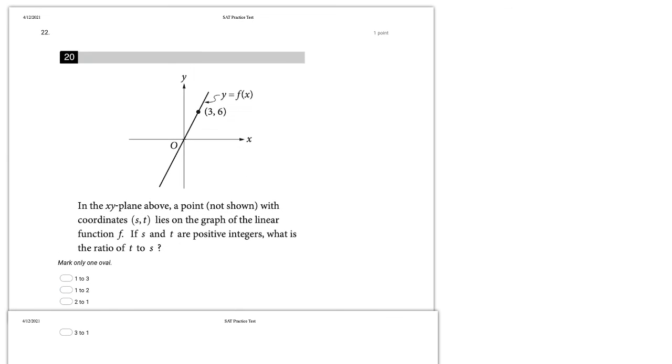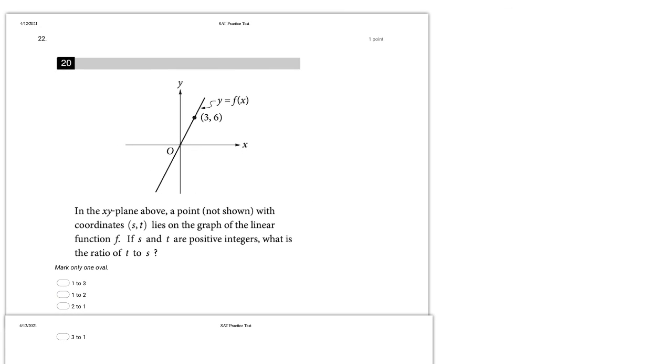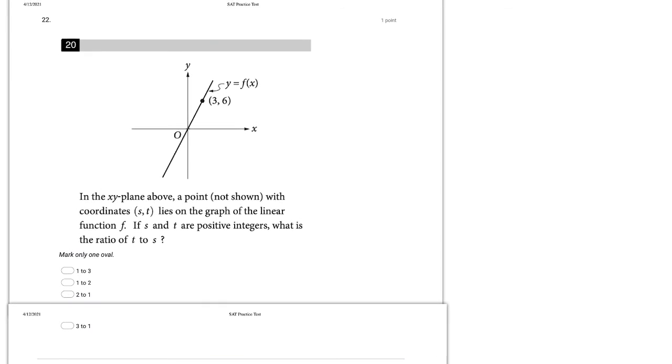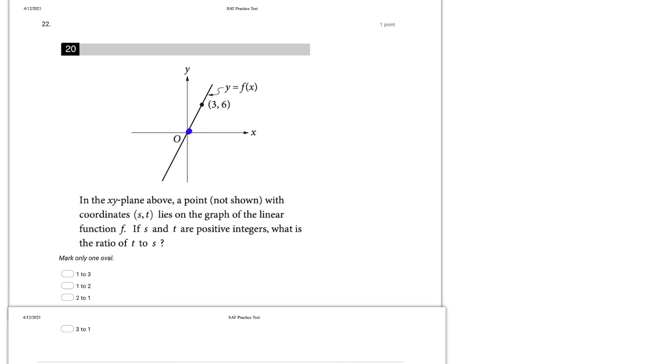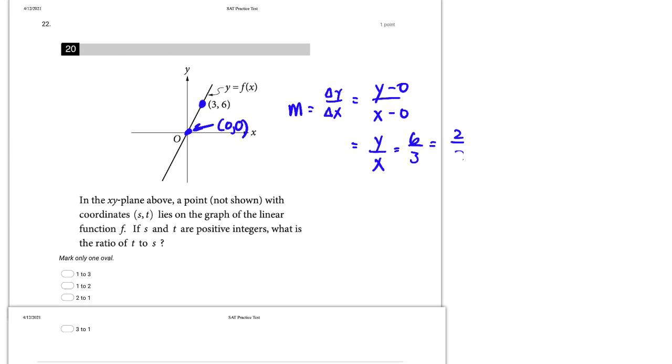Number 20 here. This is our very last one. Let's find the slope of this line. Slope, remember, is change in y over change in x. Now, they only give us one point, 3, 6, but see the origin right there? That's another point. So the y over x is always going to be y minus 0 over x minus 0, because that's the other point we're using, 0, 0. So it really just comes out to the y over x value, or 6 over 3. The slope of this line is just 2 to 1, the y over x value.